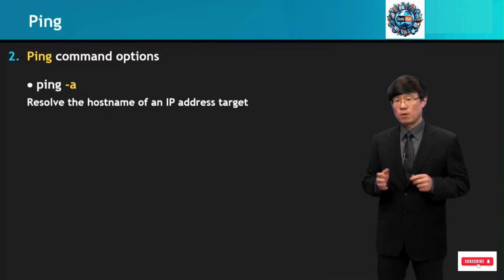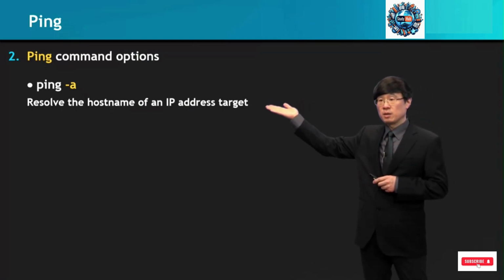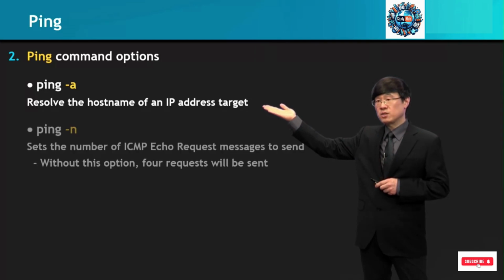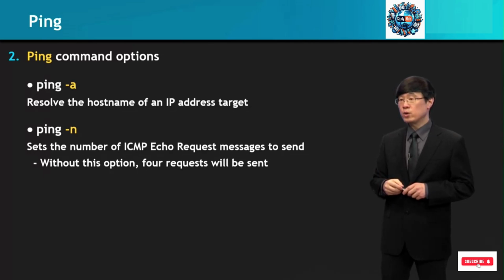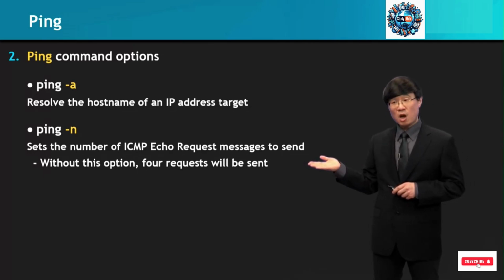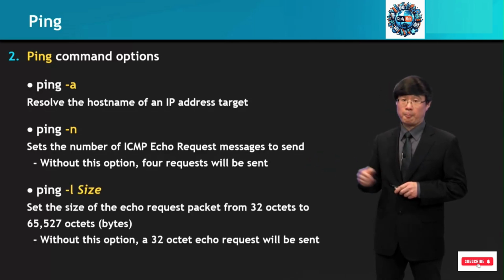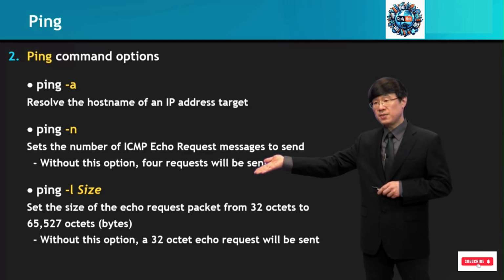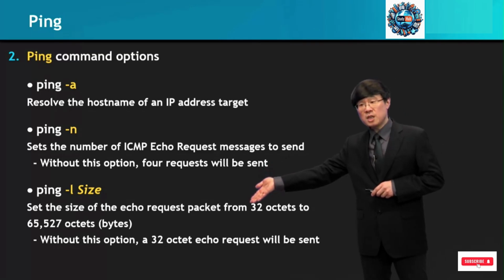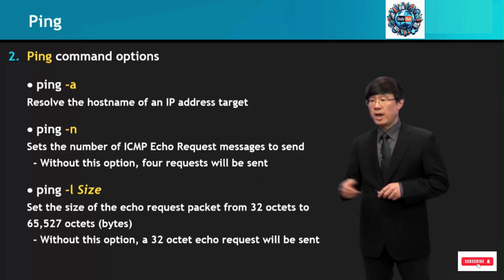Also, ping has a variety of options. The -a option is used to resolve the hostname of an IP address target. The -n option sets the number of ICMP echo request messages to send. Without this option, 4 requests will be sent. Then you have the -l option, where you need to include the size information. This is used to set the size of the echo request packet from 32 octets to 65,527 octets. Remember, 1 octet is 1 byte. Without this option, a 32 octet echo request will be sent.